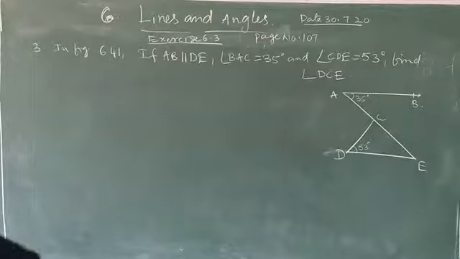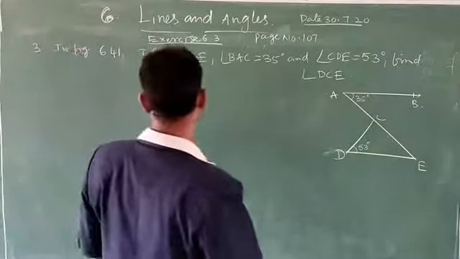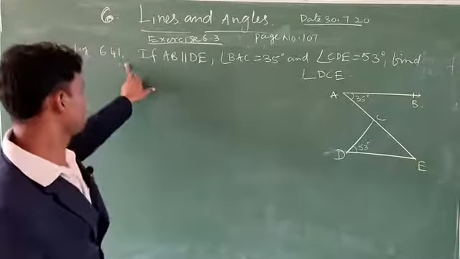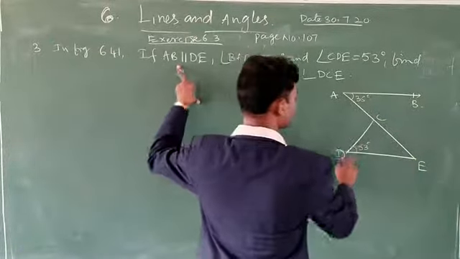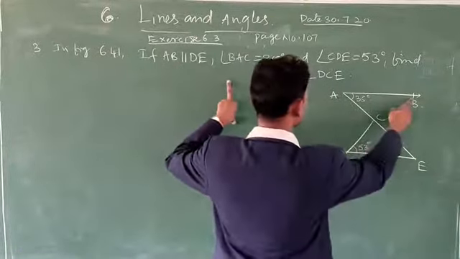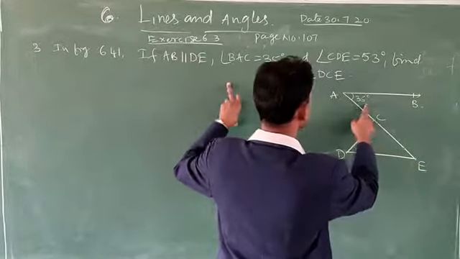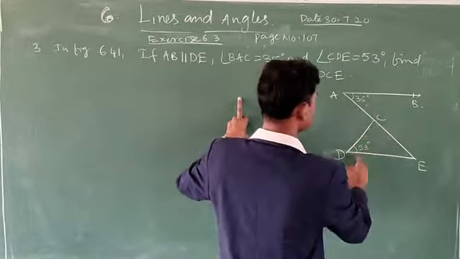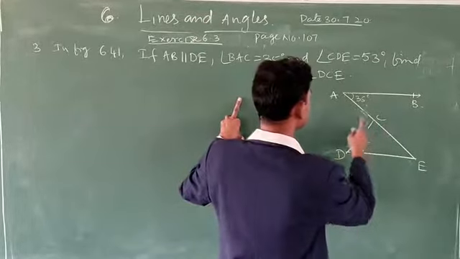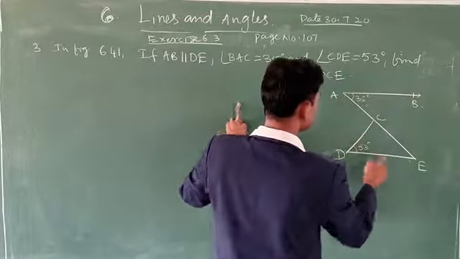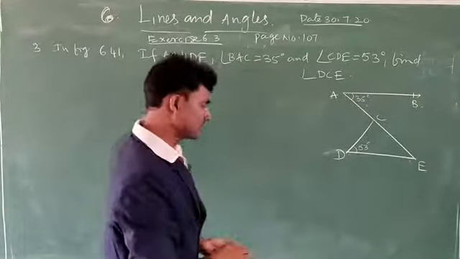Okay, next one more problem, you have to do it as homework. This is also a very easy problem. 6.41: in the figure, if AB is parallel to DE and angle BAE is equal to 35 degrees, angle CDE is equal to 53 degrees, then find angle DCE. This is also very easy. See here, you have to try at home.